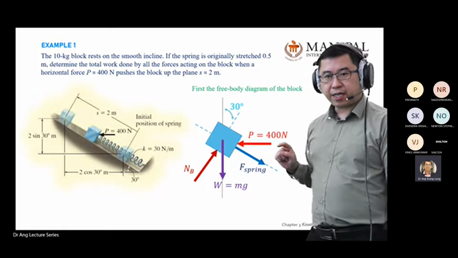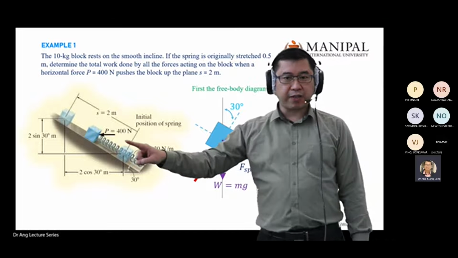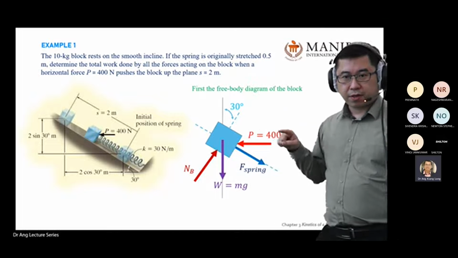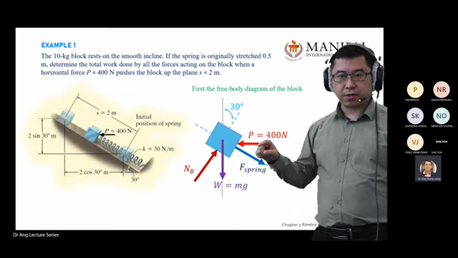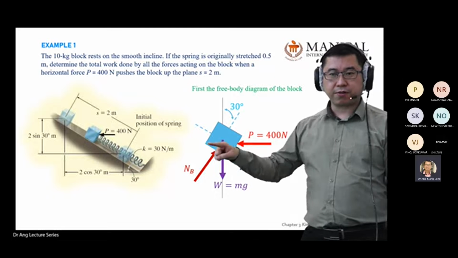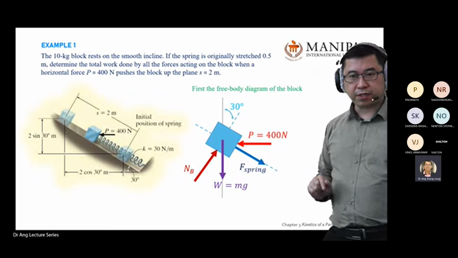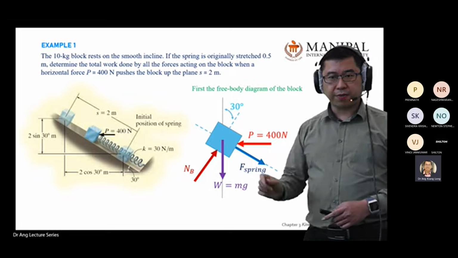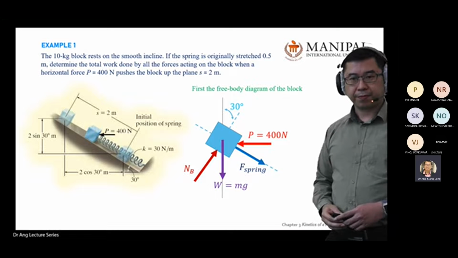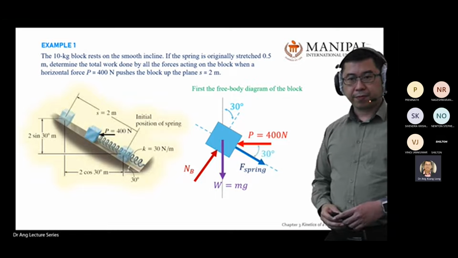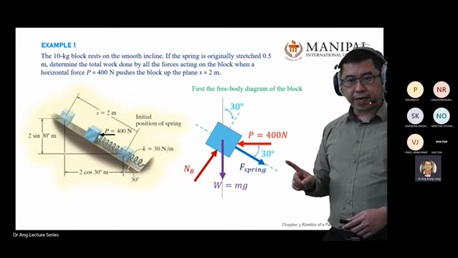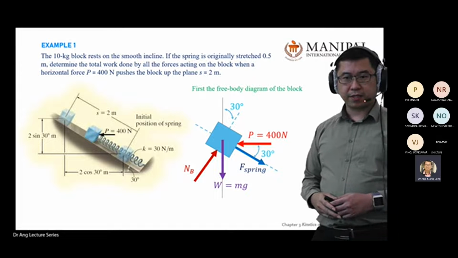Next, you add in the horizontal force that is given in the question, 400 Newton, into the free body diagram. Put in the angle also with 30 degrees.